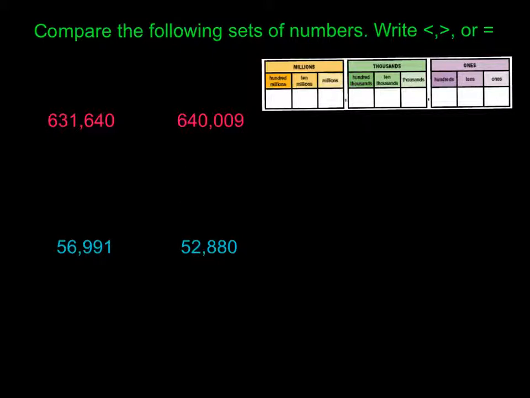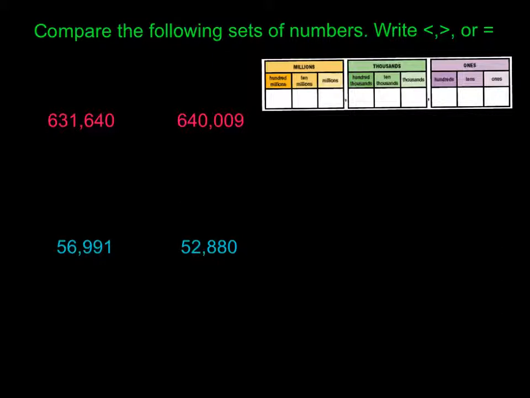Okay, so here we have the following numbers. It says compare the following sets of numbers. Write less than, greater than, or equal to. So our first number here is 631,640. Our second number is 640,009. So I'm going to do this by using a place value chart.